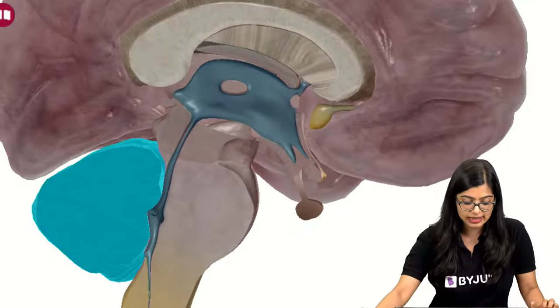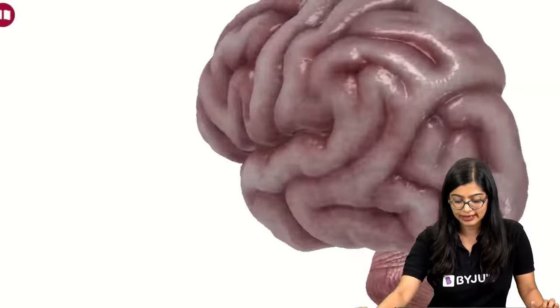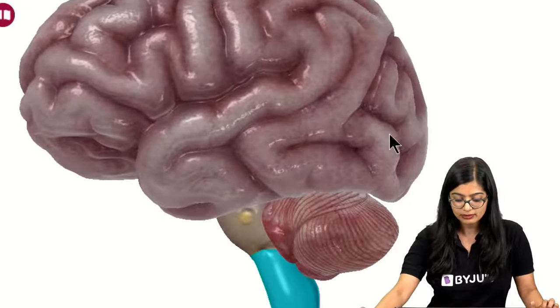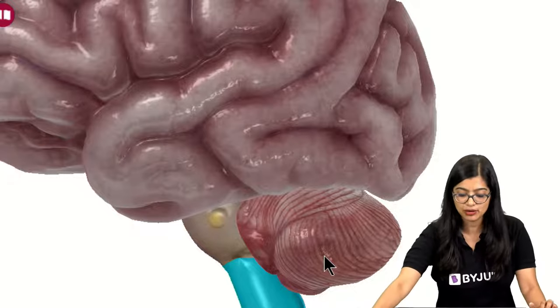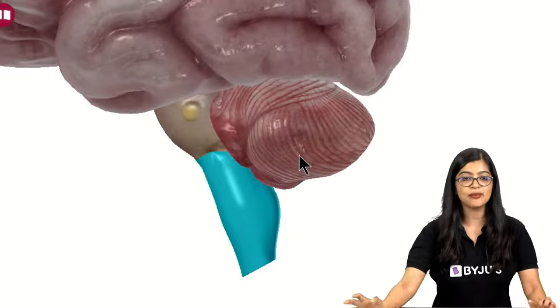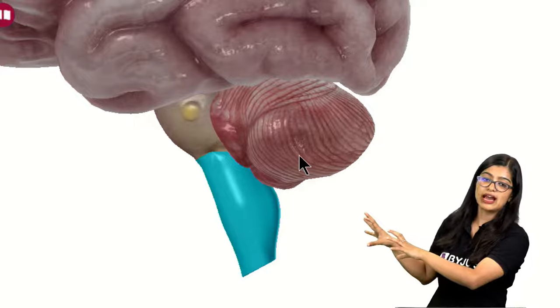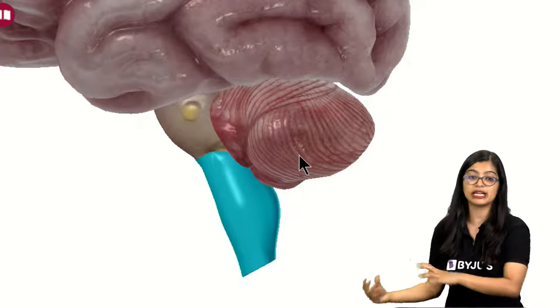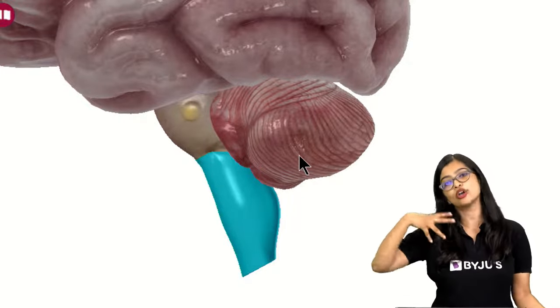And last but not the least, we have our medulla oblongata. So I'm going to do it on this side. Are we able to see the medulla? Let me just move it on top. Yes. So what you see right here that is extending from the bottom is your medulla oblongata or your medulla.